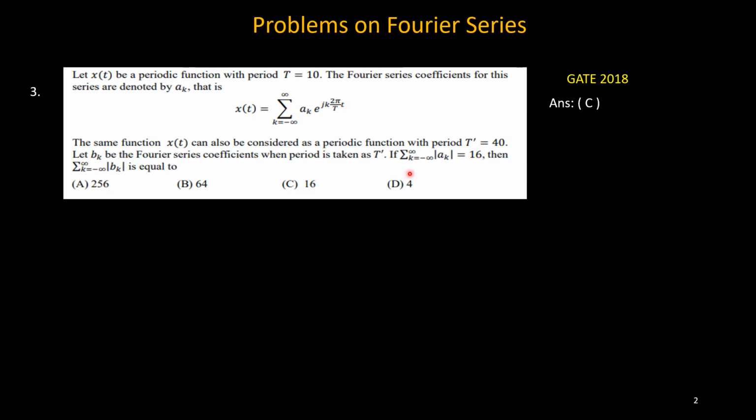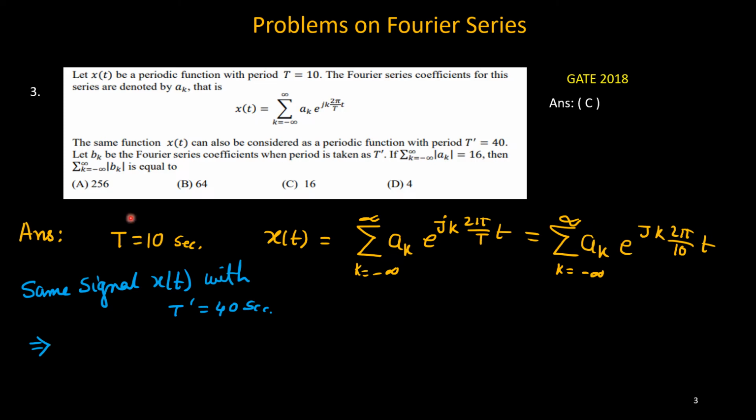Now it is given that the sum of the absolute value of a_k is 16. Then we need to find the sum of the absolute value of b_k for all k's. That we need to find out. The options are given. So the correct answer is C, and we are going to solve this problem.